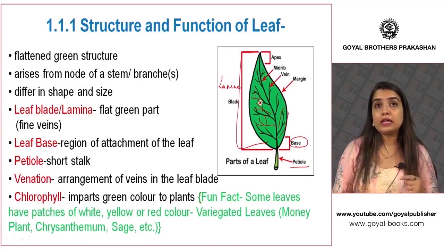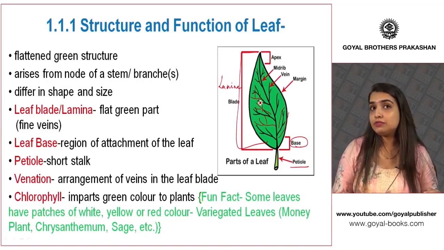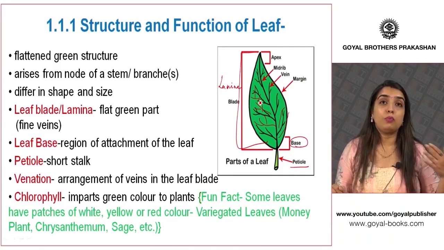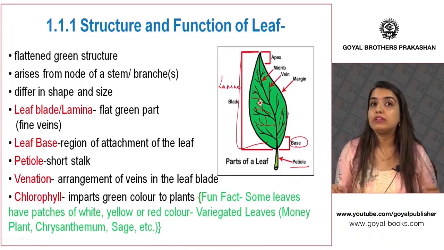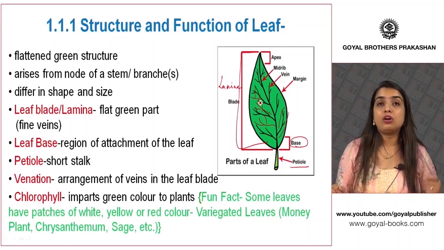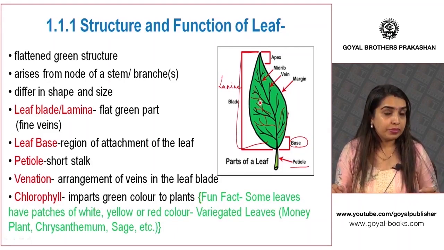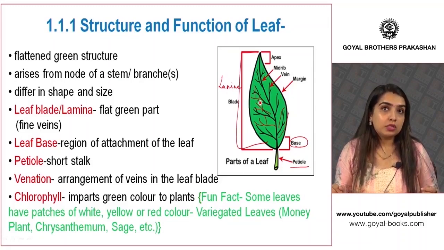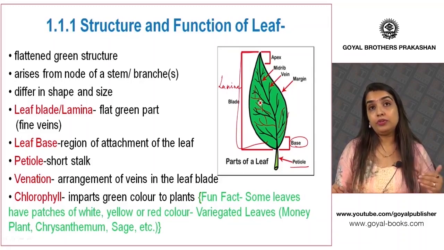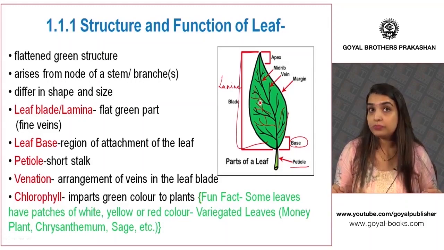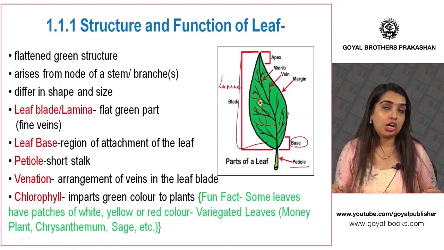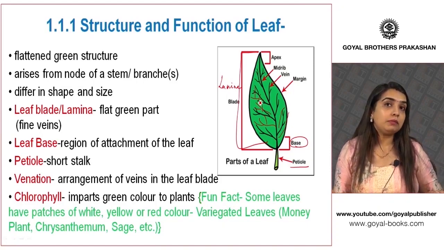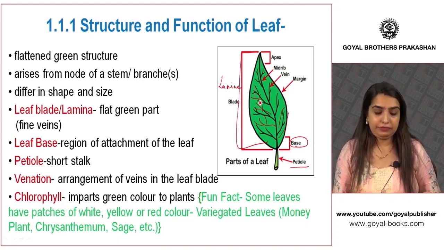Returning to the fun fact that I told you, there are certain leaves which are not completely green, they have certain patches of white, yellow or even red. These leaves are called variegated leaves, and a common example of these leaves is the money plant, which many of us have in our houses also, followed by other examples which are sage and chrysanthemum. So these are the examples of variegated leaves.